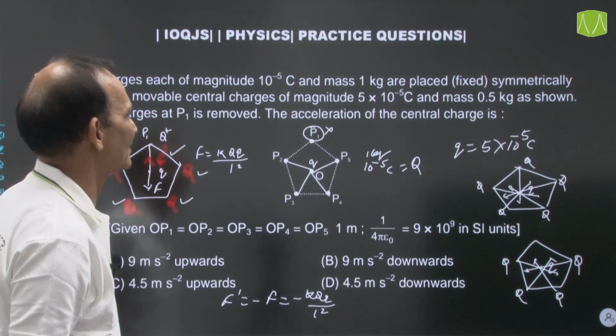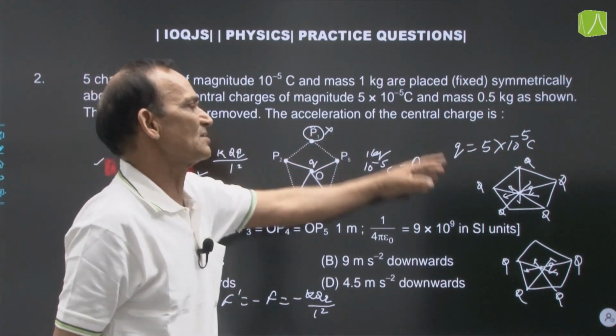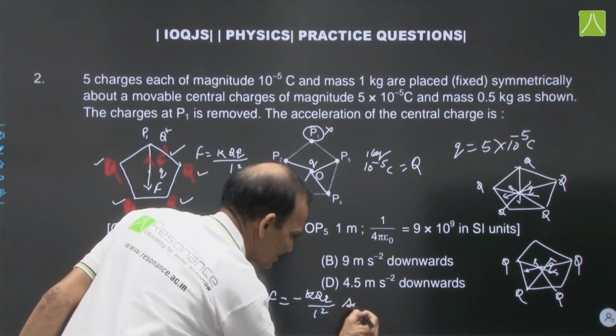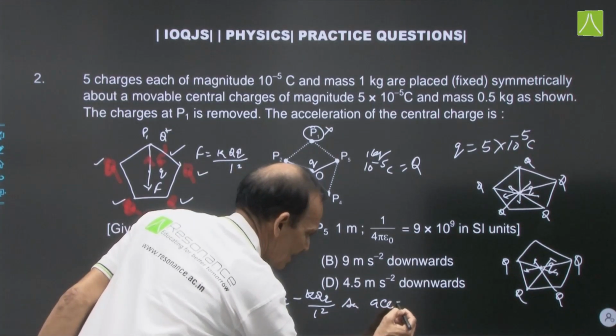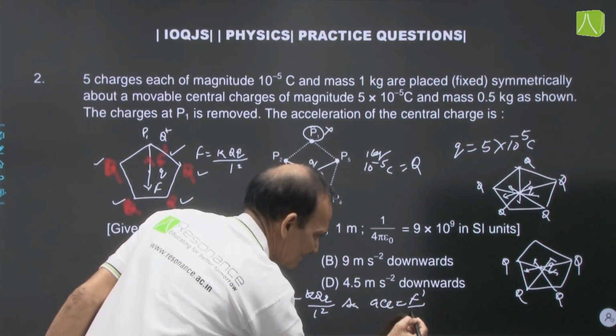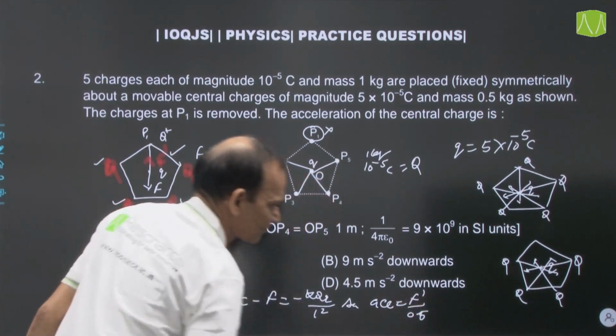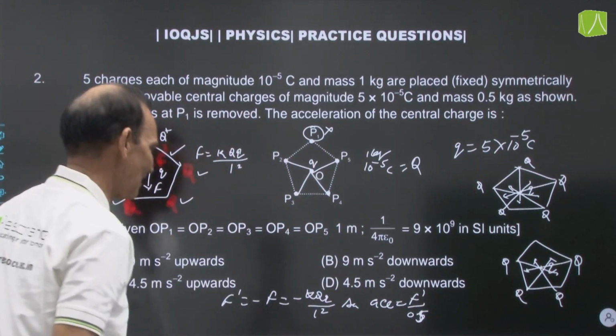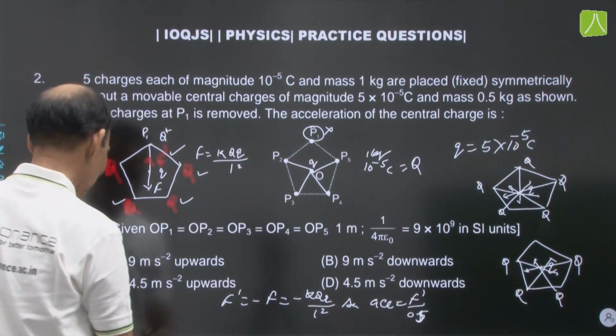Now we have to find the acceleration. This is the force, so what is the acceleration? Acceleration will be F dash divided by mass, that is 0.5, 0.5 given. Okay, now think about it.